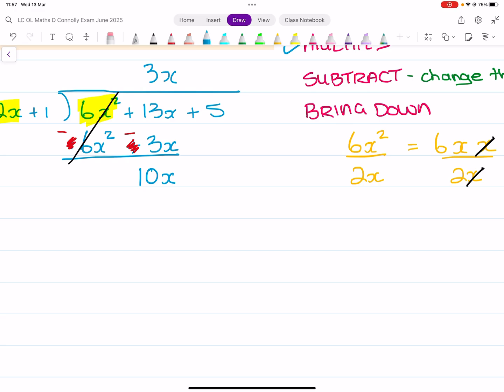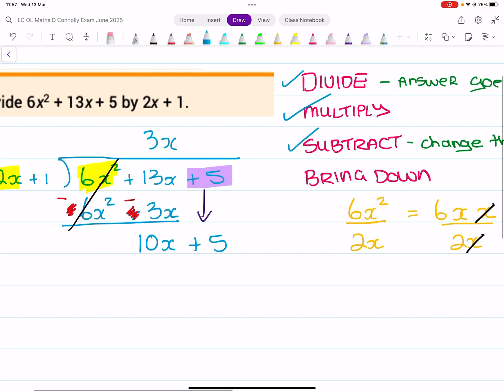And then the last step is to bring down. So this 5 that's just sitting here, we bring it down and make it part of the sum. So now we have done the subtract, or the change the signs, and we've done the bring down. So we're back at the top again, divide.